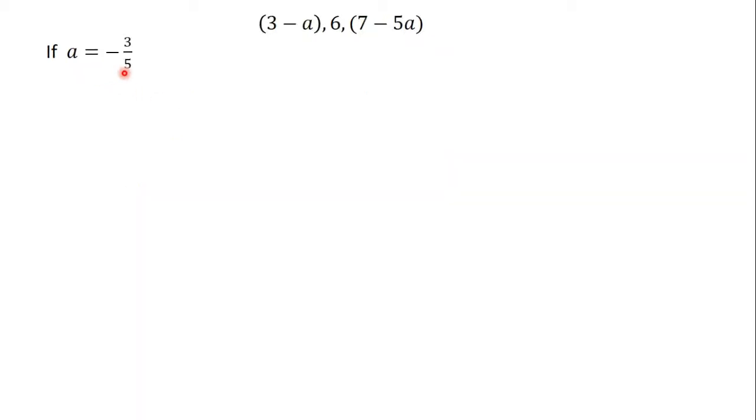Now, let's consider when a is equal to minus 3 divided by 5. If a is equal to minus 3 divided by 5, then the first term, which is 3 minus a, will be equal to 3 minus, a is now minus 3 divided by 5. So we have 3 minus minus 3 divided by 5. And from algebra, we know that this will give us 3 plus 3 divided by 5. And 3 plus 3 divided by 5 is equal to 18 divided by 5.